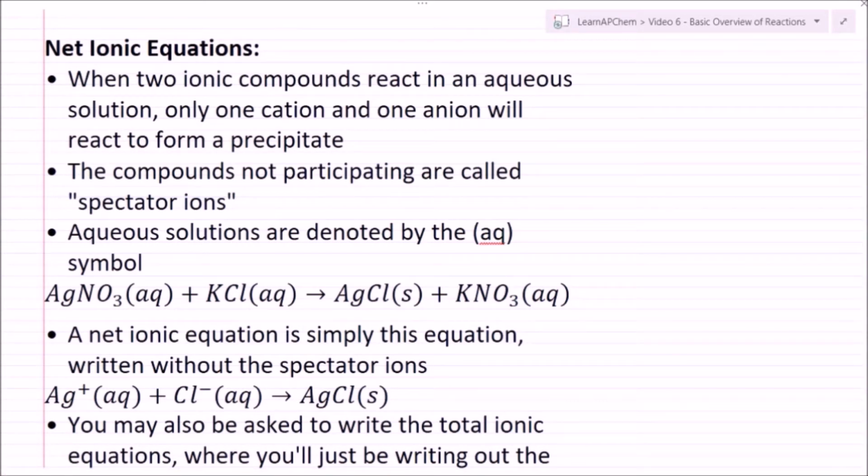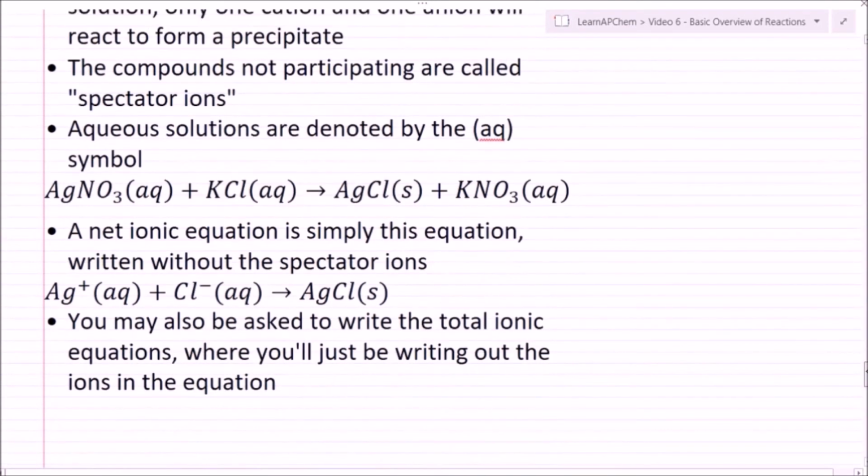And so a net ionic equation is simply this equation written without the spectator ions. So I can see here that K+ and NO3- are both spectator ions, so they're remaining aqueous. So all I want to do to write the net ionic equation is write it without these. So I'm going to cancel out my K+, and I'll just be left with Cl-. And then I'll cancel out my NO3-, and I'm just left with Ag+, and you can see that right here.